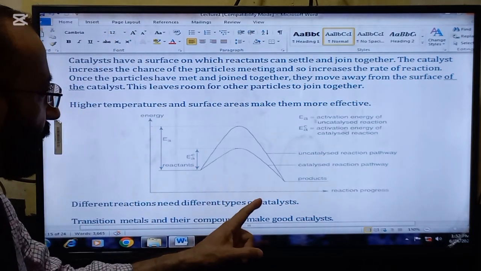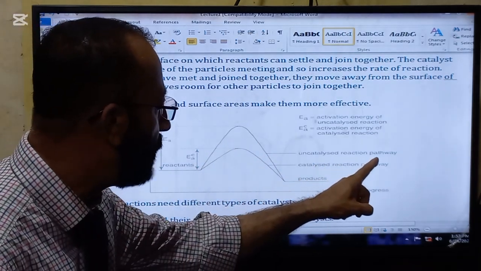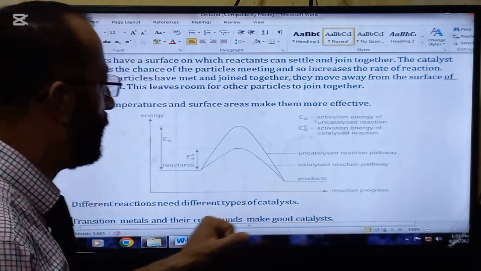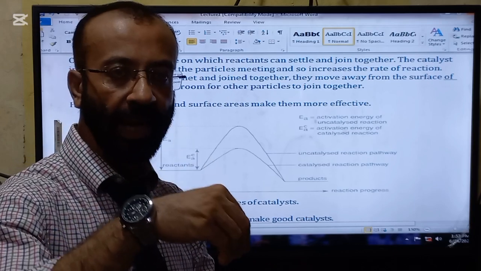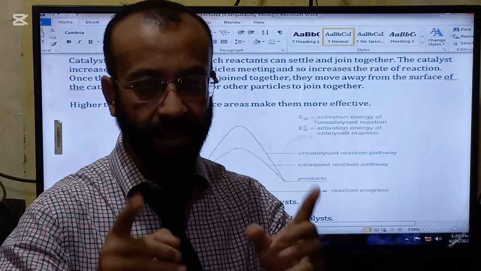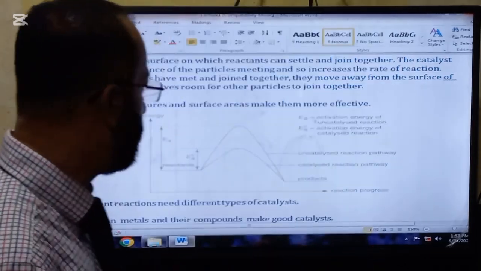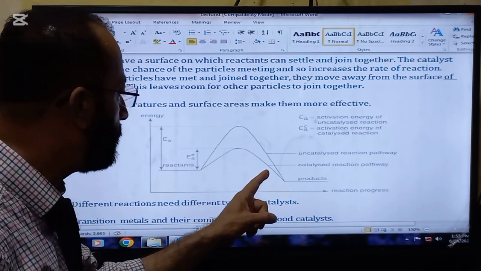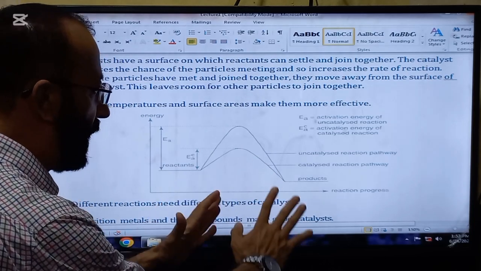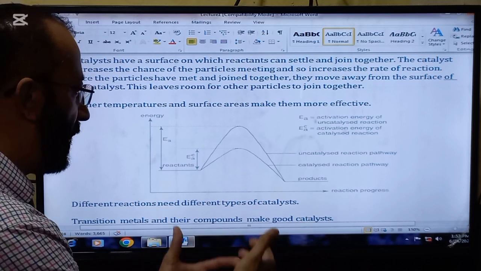Now with the catalyst, this was the original path, the uncatalyzed reaction path, but this lower path is called the catalyzed reaction pathway. When we add a catalyst that is suitable for the reaction, the catalyst provides them an alternative route with lesser activation energy. So this path is created now. Now more reactant particles will be able to overcome the activation energy, so products will be formed quickly and the reaction will be completed quickly.